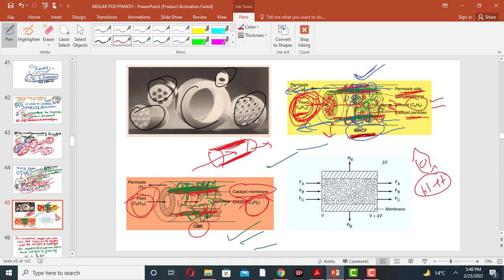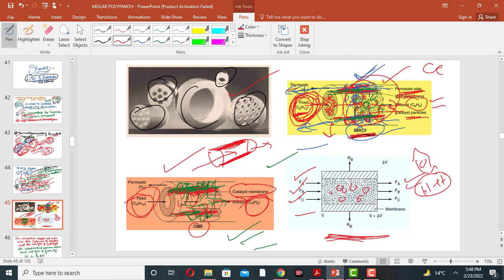Now, this is the cross-sectional area of the membrane. This membrane can be made of ceramic. These are ceramic particles. It can also be made of ceramic with catalyst particles on the surface. So this is the cross-sectional area. A, B, and C enter into the membrane, and this is the catalyst particle.